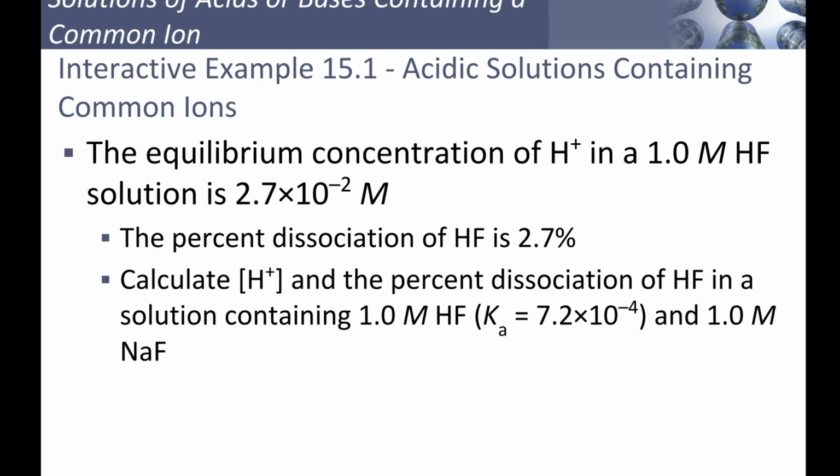So let's think about something like this. You have 1 molar hydrofluoric acid, which has a concentration of H plus ions of 2.7 times 10 to the negative 2. Percent dissociation is 2.7%. Hydrofluoric is a fairly weak acid. Now, it's asking you to calculate the hydrogen ion concentration and the percent dissociation of HF, same solution, and then you add 1 molar sodium fluoride.